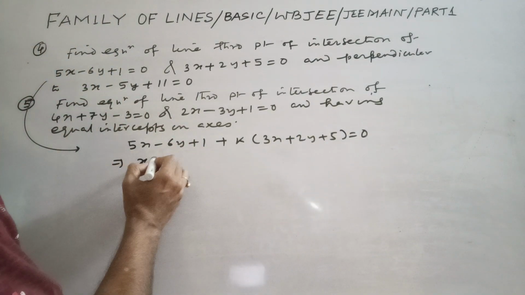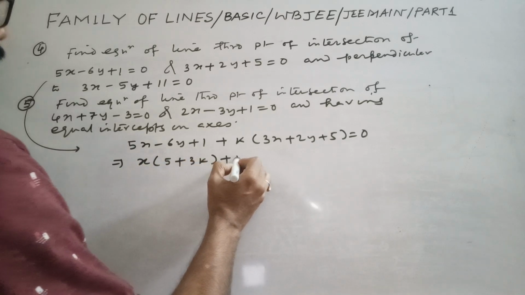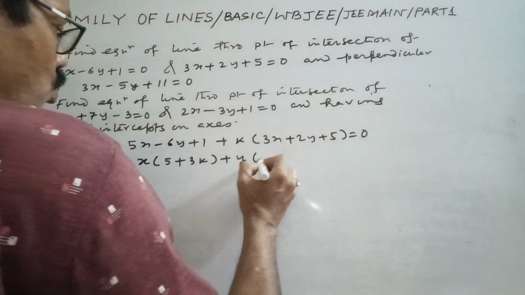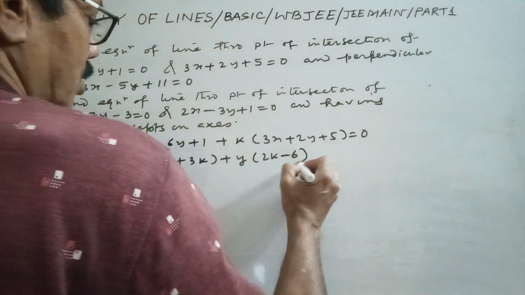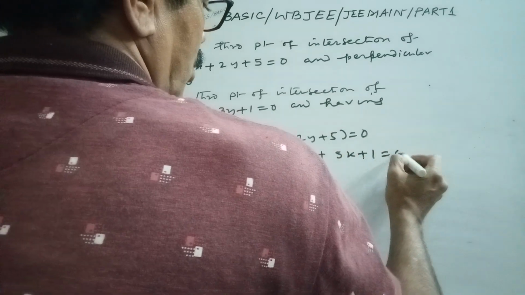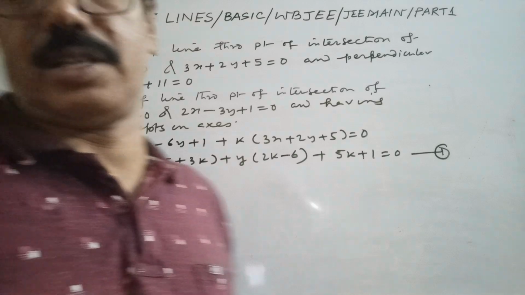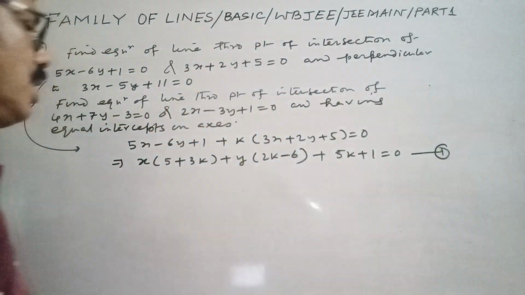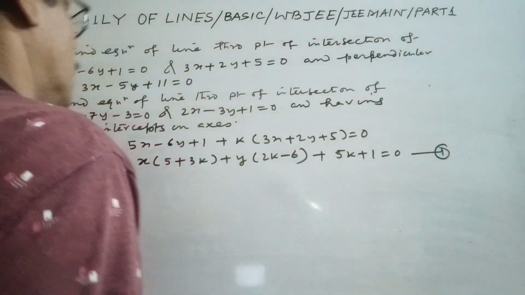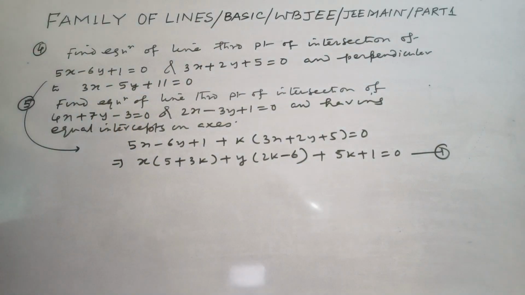Now x common, 5 plus 3k. Y common, this is 2k minus 6 and this is 5k plus 1 equals 0. So this is the combined equation. Now to find k, one condition is given. This line is perpendicular to this line.